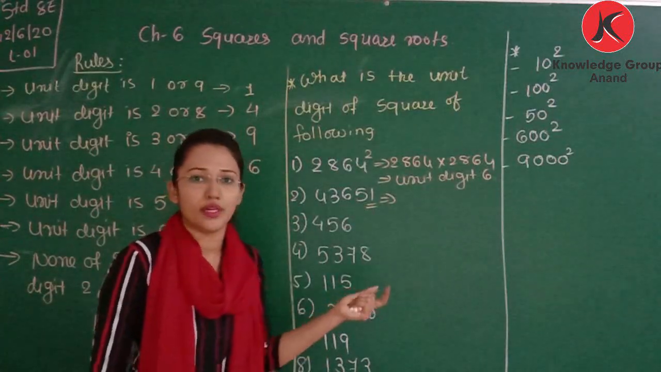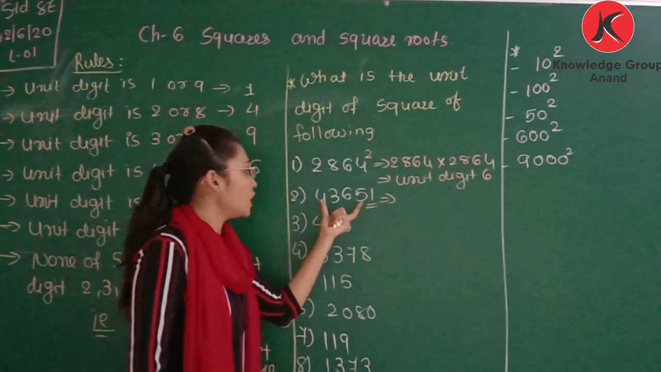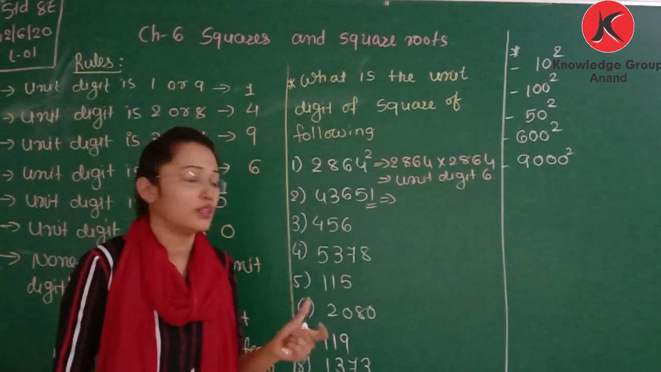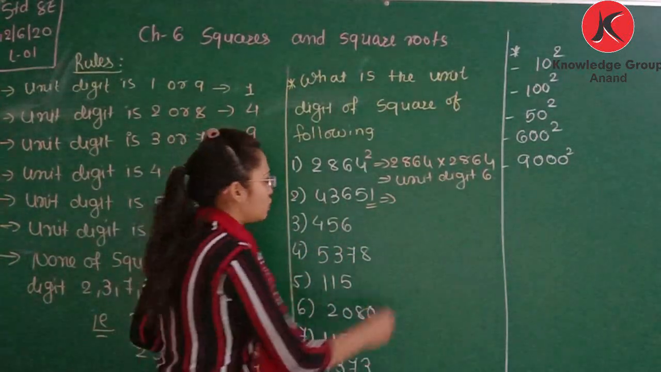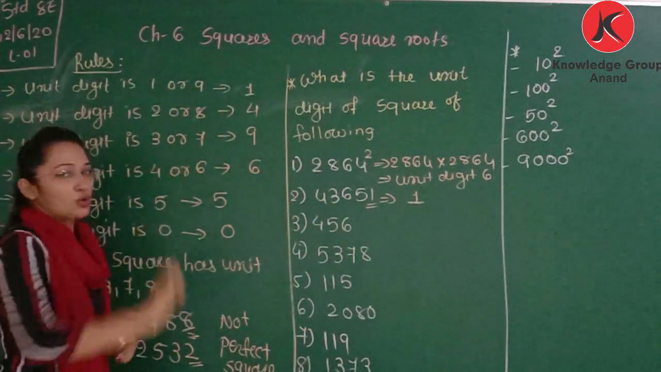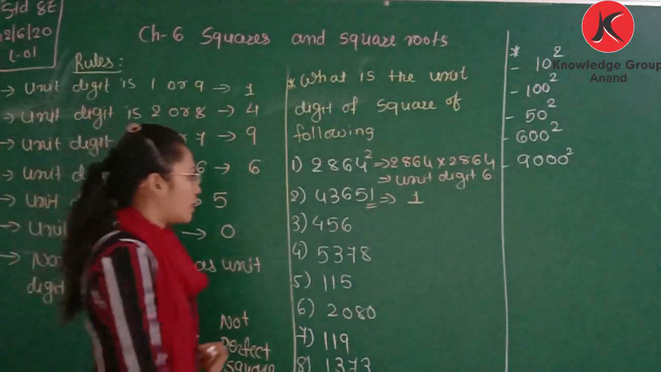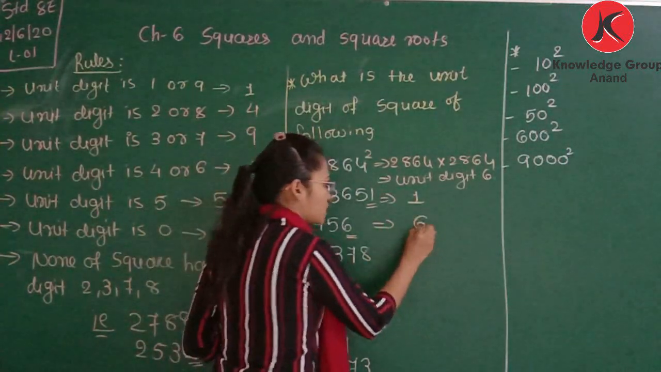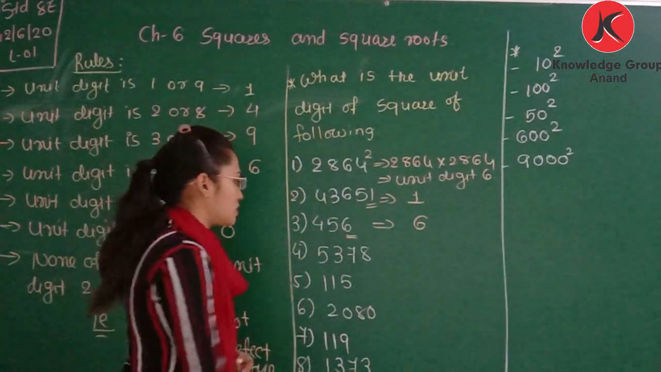Same, there is a 1 at the last place. So what will be the unit digit of the square of the following number? If you multiply 43,651 with 43,651, the unit digit will be 1 because last digit is 1. So your square contains unit digit 1. Same, last digit is 6. So 6 sixes are 36. So unit digit will be 6.